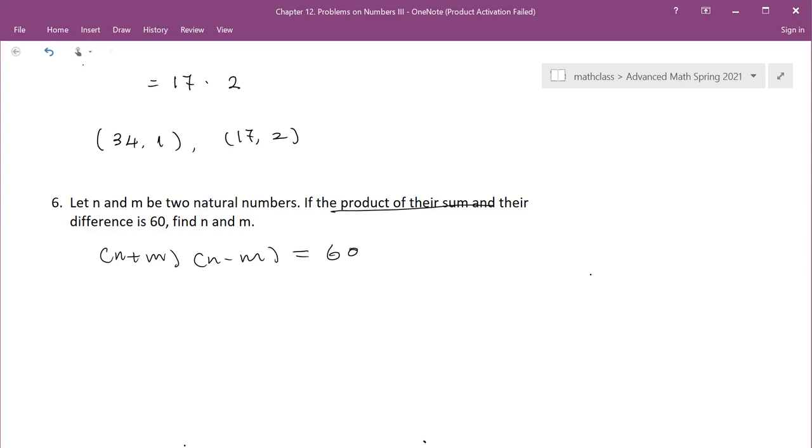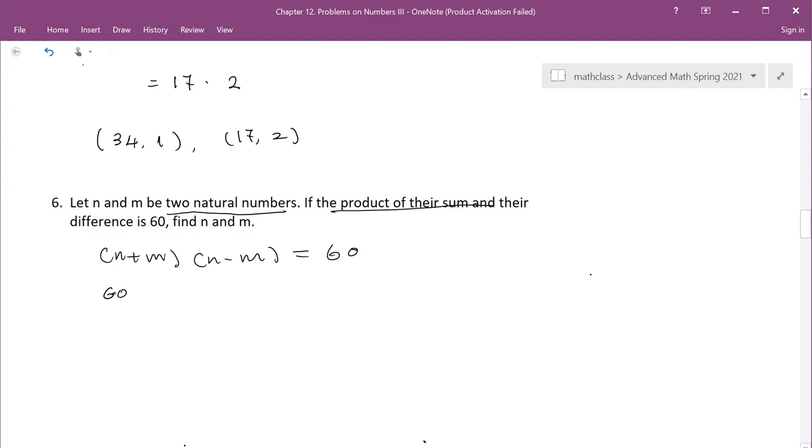I think we're going to have a couple solutions to the second problem, problem number 6. Very important: we have to use the condition natural number. That means positive integers, okay? So (n plus m) times (n minus m), the product is 60.